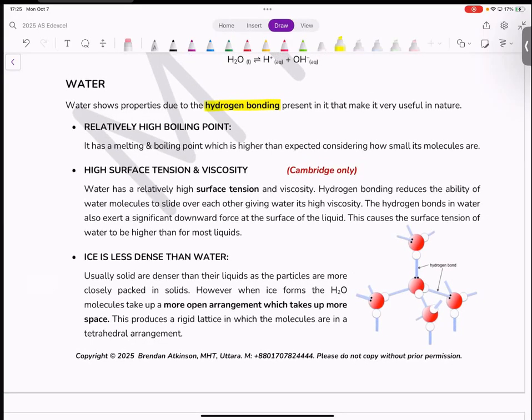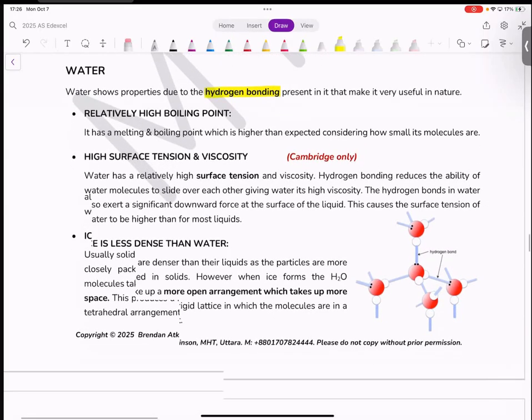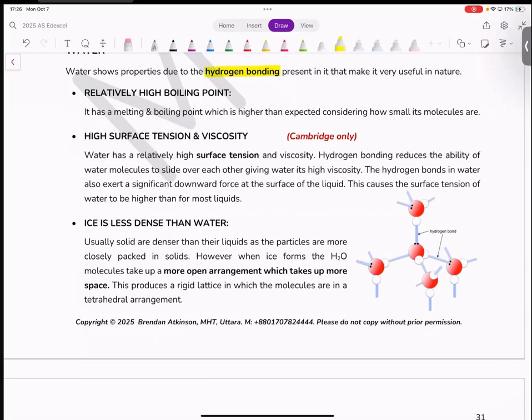That's because of the hydrogen bonding, obviously. High surface tension and viscosity, you can ignore. If you've studied it in physics, you might want to link it. Did you learn this in physics? Not yet.